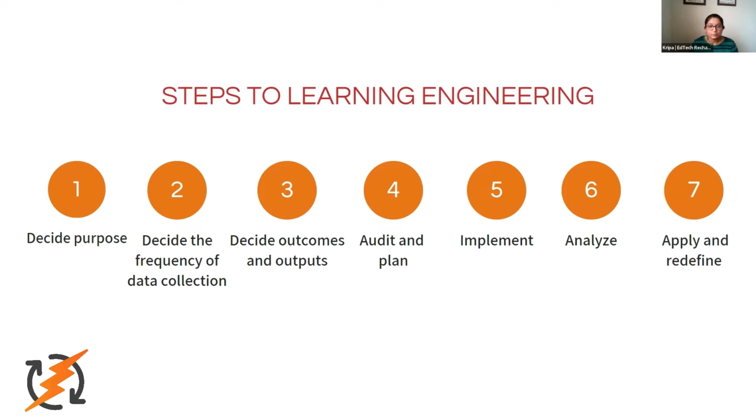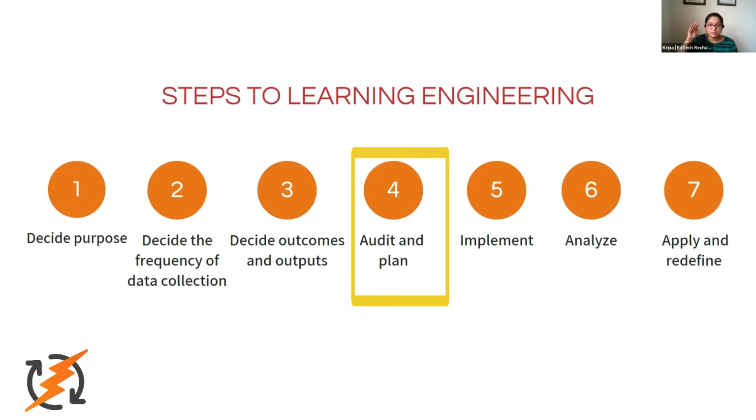The third step is to decide the outcomes and outputs that you want to measure and track. And step 4, we're thinking about, can you measure these outputs? Can you measure these data in your platform? The audit and plan is basically you taking stock of what data you need, what data you're already collecting, and what data you should be collecting.